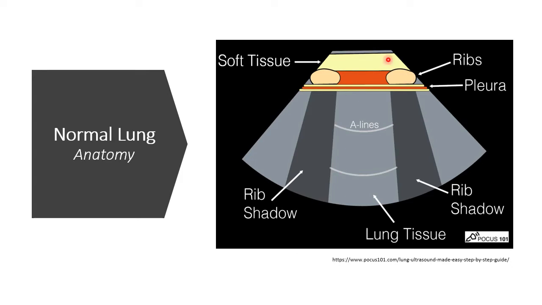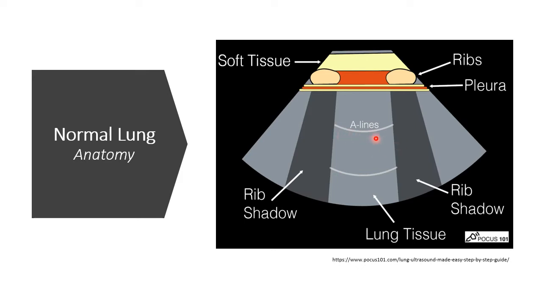And then closest to the probe, you're going to have soft tissue. An important point to note during lung ultrasound is the pleura, which is a bright hyperechoic line. This is where a lot of our lung artifacts are going to originate from. Below the pleura is the area of the lung tissue itself. Remember that typically we're not actually going to see the lung, we're only going to see artifacts.